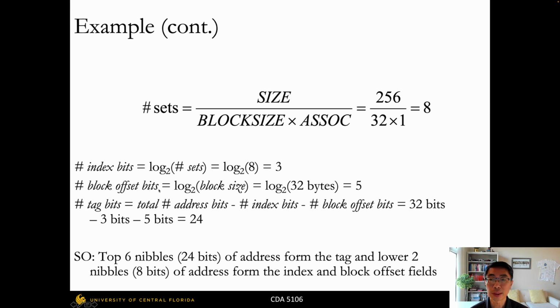And then for the block offset bits, we take the log 2 of the block size, which is 32 bytes, which means we use 5 bits for the block offset. The number of tag bits is whatever is left over, which is 32 minus 3 bits minus 5 bits, which gives us 24 bits. So we can see that the top 6 nibbles, the top 6 digits, form the tag, and the lower 2 nibbles, which is 8 bits of the address, form a combination of the index and the block offset.